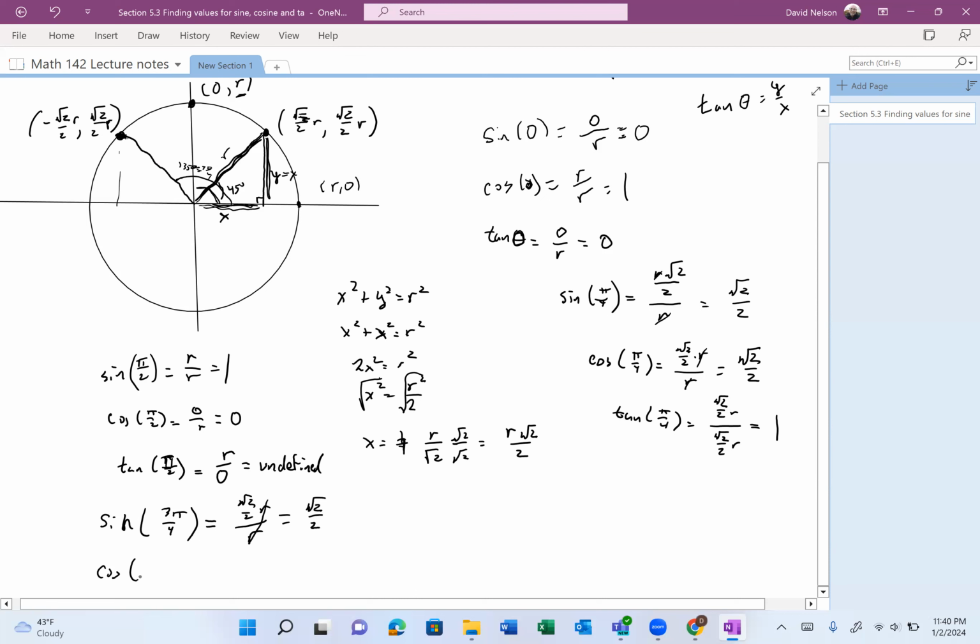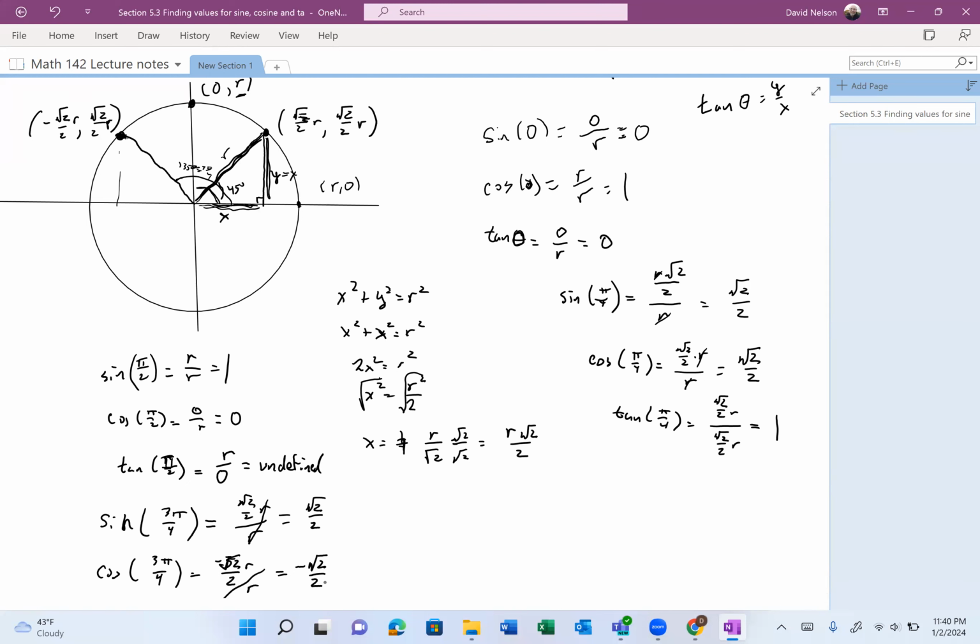The cosine of 3 pi over 4 is going to be negative square root 2 over 2r divided again by r. The r's cancel out, and we end up with a negative square root 2 over 2 in there. So it's the same values for sine and cosine, just the sign is different.